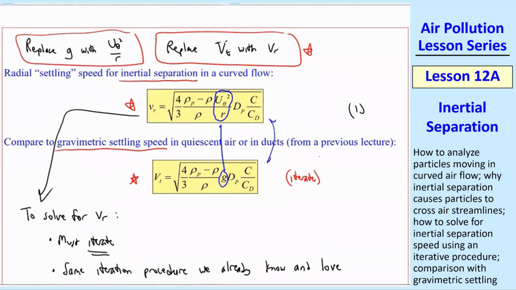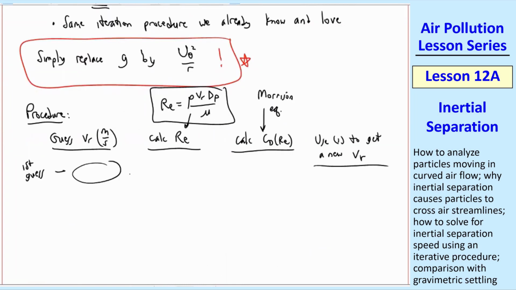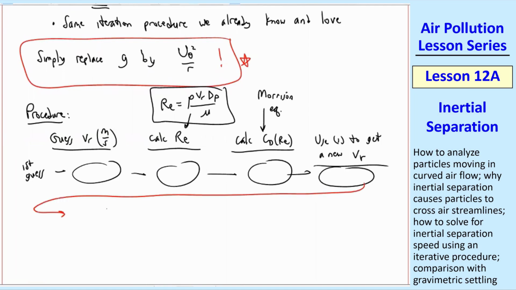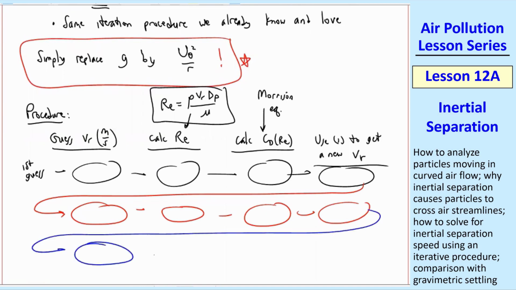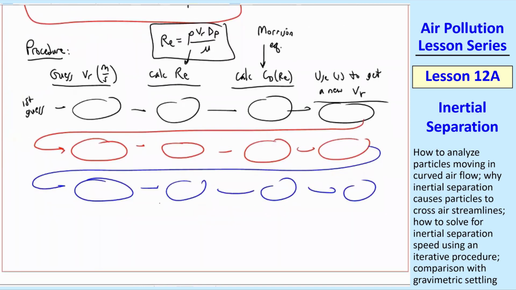And just quickly, this is the same problem we had previously where CD is a function of Reynolds number, which is a function of VR. So that's why you have to iterate this as an implicit equation. So you guess something here, you calculate Reynolds number, you calculate CD, you calculate a new VR, and then the trick, like we did before, is to use this as our next guess. Then you calculate a new Reynolds number, a new CD, a new VR, and you use this as our next guess.